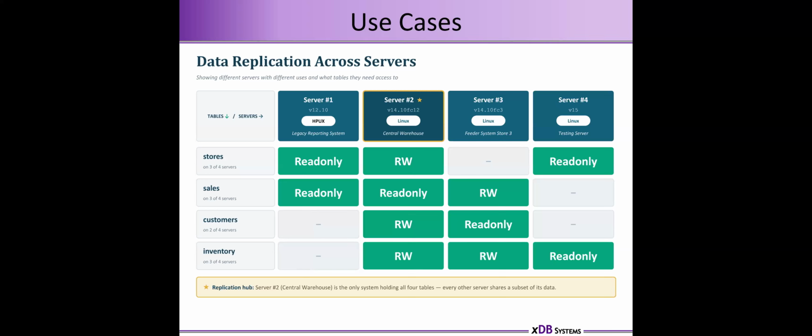Whereas for our feeder system store three, we want sales and inventory to be able to be both read write, because we want sales coming into the store to then go down to the other servers. But the customer list, maybe customers are only defined from some outside application. We don't want those coming from the store, so we want that one to be read only. And then our testing server, we don't want anything from the testing server flowing back up. That's entirely read only. Again, these can be as complex or simple as you want your environment to be. It gives you those options.